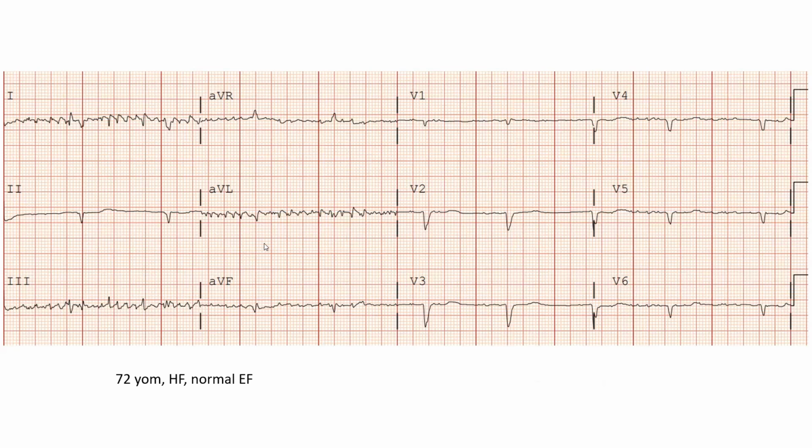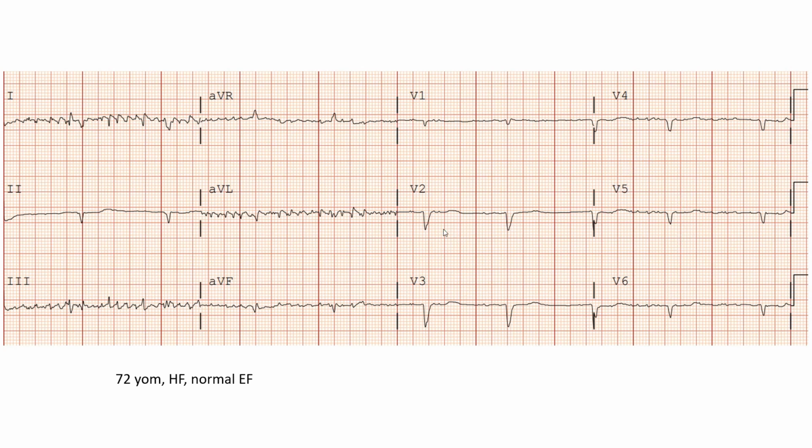This is another kind of similar case. A 72-year-old man, heart failure, normal EF, that we admitted recently to the hospital. Again, low voltage. This time he's fulfilling low voltage in both the limb and the precordial leads. There are Q waves in the inferior leads. You see them in 2 and aVF. And there are extensive Q waves throughout all of the precordial leads.